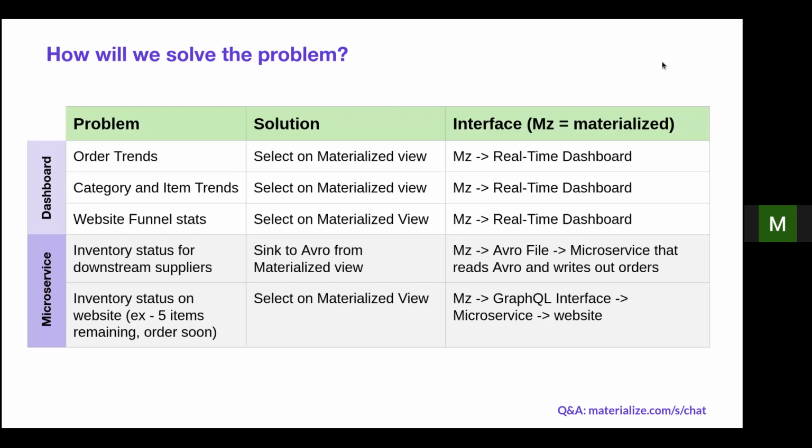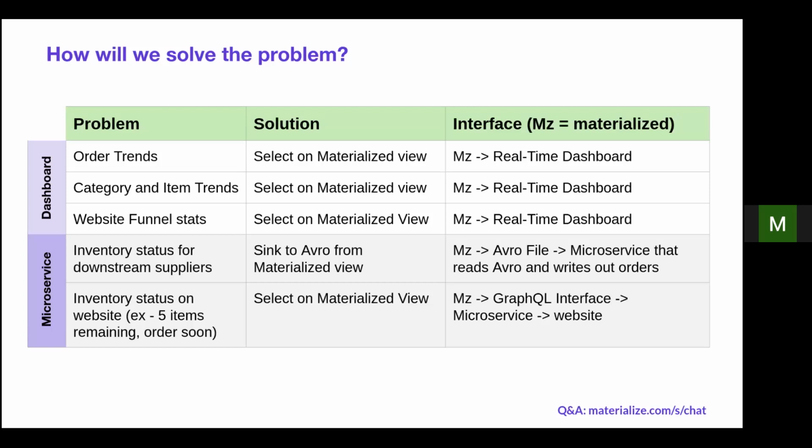So we identified several problems at the beginning. Let's break them down into a dashboard type problem or a microservice type problem. Visualizing order trends, category and item trends, as well as website funnel stats are best seen on a dashboard. So we will use Metabase and show a real-time dashboard for these questions.